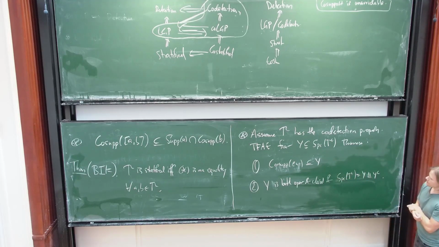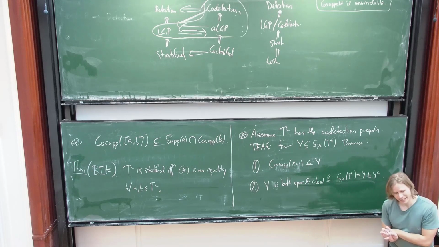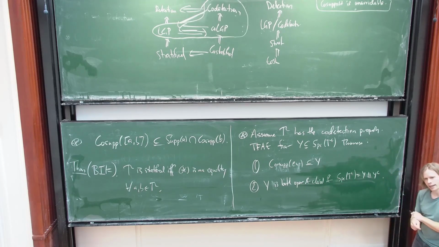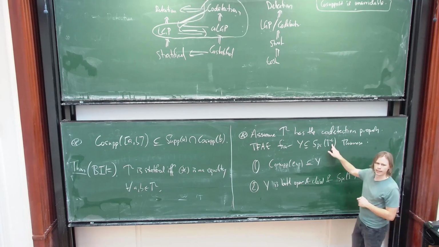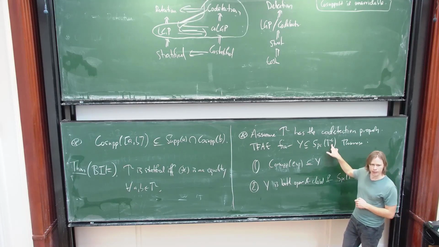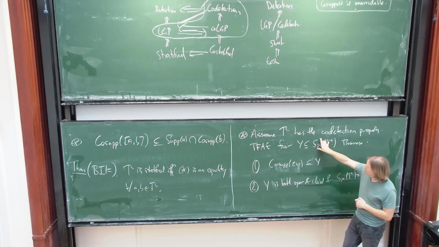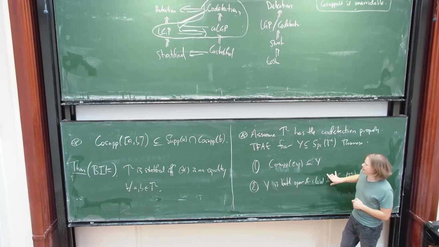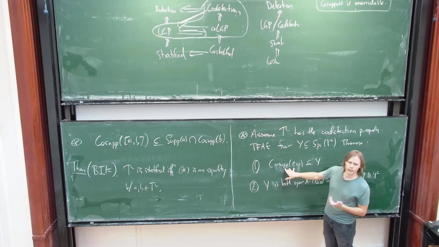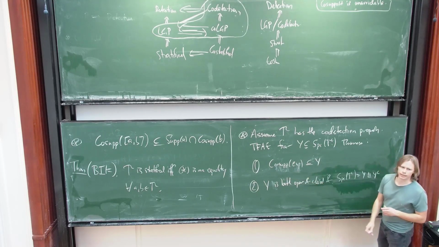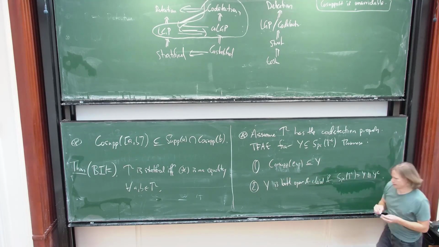And I think this is a very interesting result because it's telling you that even if you don't care about localizing subcategories, even if you only care about the compact objects and you want to classify them and understand the Balmer spectrum, understanding the topology of the Balmer spectrum is reflected in the behavior of cosupport. So again, even if you only care about the compact objects, cosupport shows up.